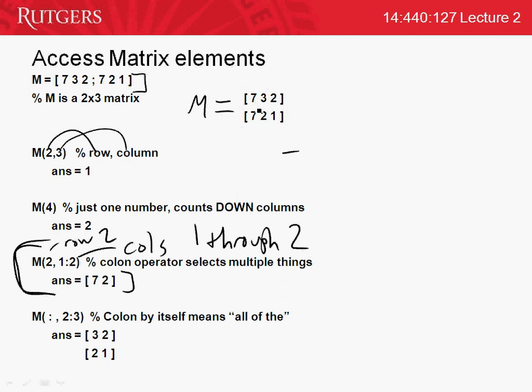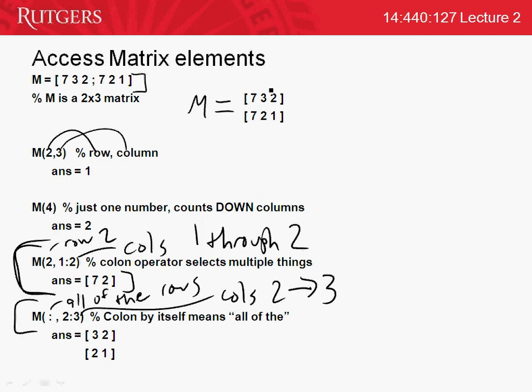One more trick you can use is using the colon all by itself, as in this final example. Colon means all of the. So here we're saying, give me all of the rows and columns 2 through 3. So we want all the rows and columns, not 1, but we want 2 and 3. So this gives us 3, 2, 2, 1. It gives us a matrix as our result. So basically you can be pretty tricky and access a whole bunch of elements at once.